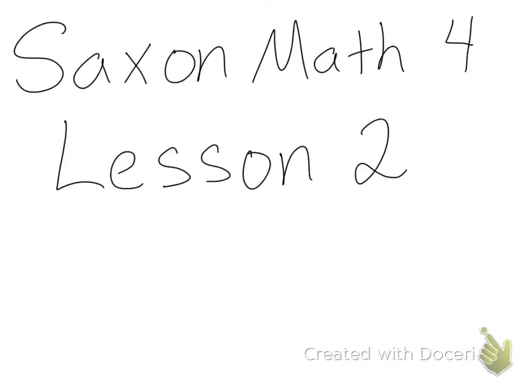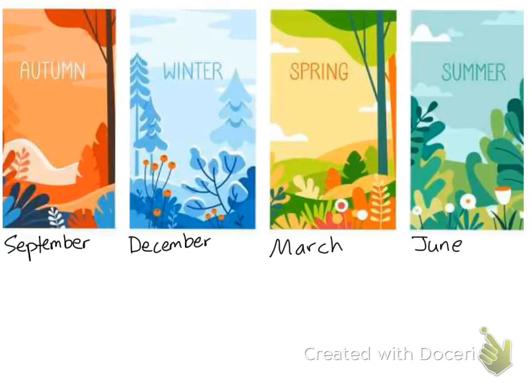Hello everyone. Today's lesson is lesson 2, identifying the dates for the seasons of the year and making a pictograph. Okay. So the year is divided into 4 seasons. And our seasons are autumn, or we call this fall, winter, spring, and summer.